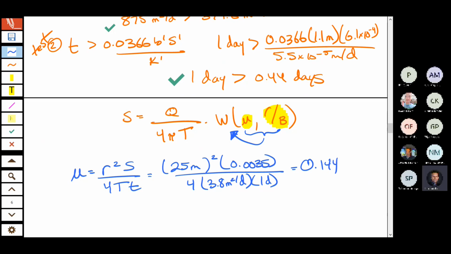I get 0.144. Of course, we're going to lose our units, the meters squared, and our day in the numerator with respect to the denominator, they're going to cancel out, and we're just going to be left with a U of 0.144. So that's one piece of information that we need. Let's carry on.